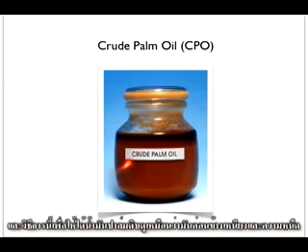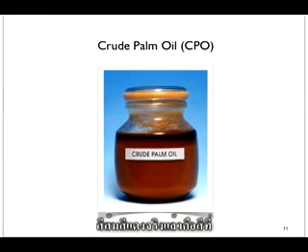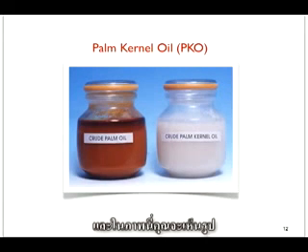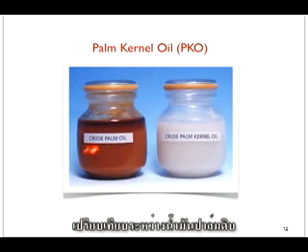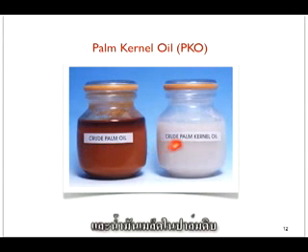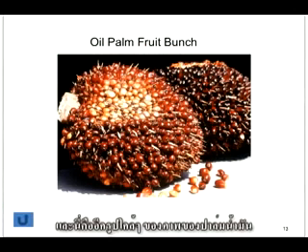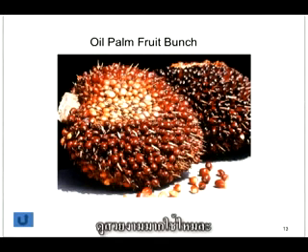And this is how the crude palm oil looks. It's quite thick and viscous, with a red or orange color. It actually contains a rich amount of carotenoids. In this picture you can see a side-by-side comparison between the appearance of crude palm oil and crude palm kernel oil. And here again is a closer picture of the oil palm fruit bunch. Looks very beautiful, isn't it?